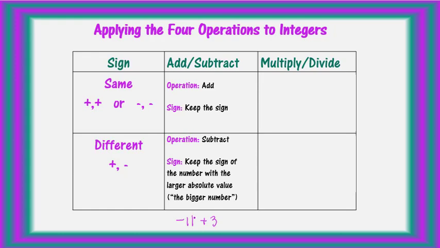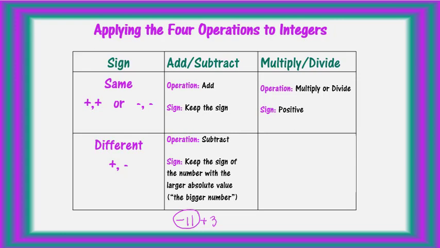So when you hear keep the sign of the number with the larger absolute value, you're looking at the absolute value of both numbers. Since this is negative, of course, the absolute value of negative 11 is positive 11, and the absolute value of positive 3. So we're going to keep the sign of the 11. After subtracting, we would get a negative 8.